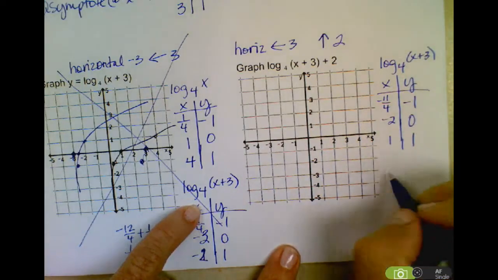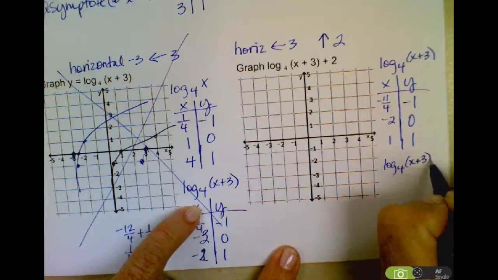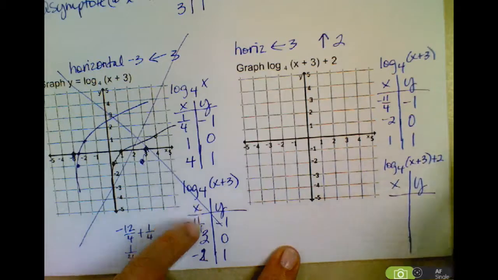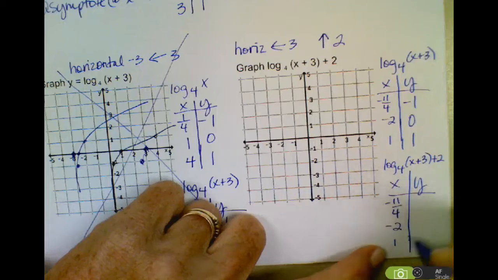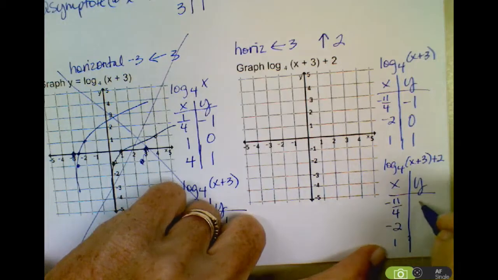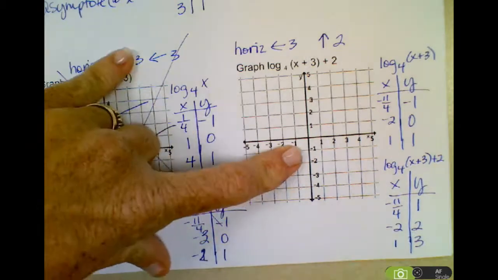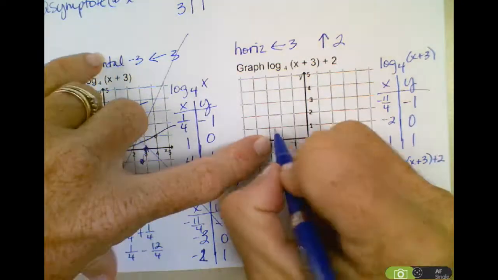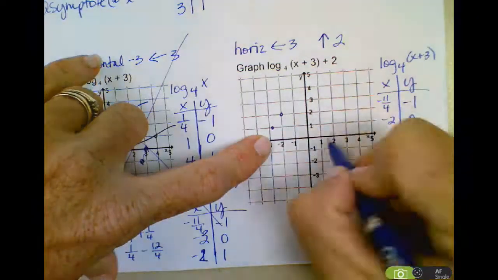Okay, now I'm going to take all of that and shift it up by 2. So I'm going to add 2 to each of my y coordinates. So my x coordinates are not changing, but all of these are going up by 2. So negative 1 plus 2 is 1, 0 plus 2 is 2, 1 plus 2 is 3. Okay, so we will have negative 3/4, which is about there, 1, negative 2, 2, and 1, 3.